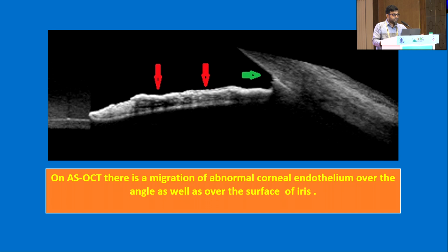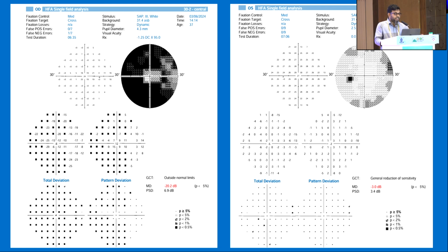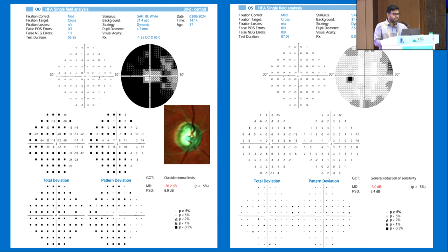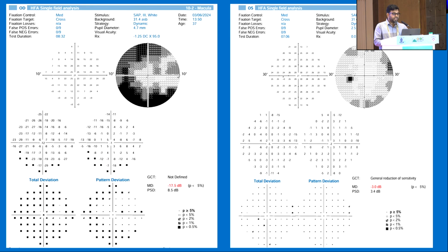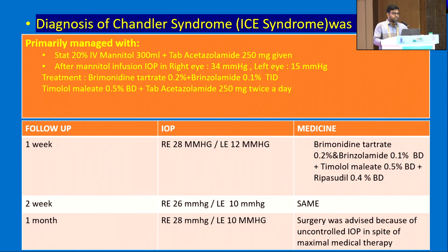In anterior segment OCT, we can see the migration of abnormal corneal endothelium over the anterior surface of the iris as well as the angle. In visual field analysis of the right eye 30-2, we can see there is a biarcuate scotoma, which is correlating with the optic disc finding. And in 10-2, we can see the central fixation is not involved. So on the basis of clinical findings and investigations, we diagnosed this case as Chandler's syndrome, which is a subtype of ICE syndrome. Primarily we managed medically, but after maximum use of anti-glaucoma medicine, when IOP was not controlled, we planned for surgery.